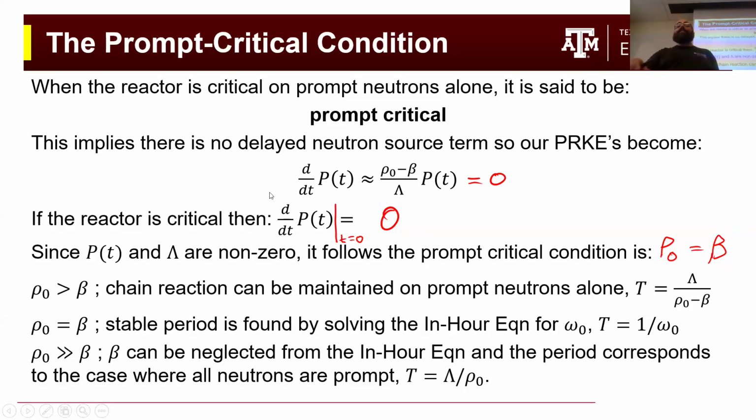If the insertion is equal to beta, then you can find your period by solving the n-hour equation. And if the insertion is much bigger than beta, then you're going to be able to ignore the beta in your point reactor kinetics, or sorry, in your n-hour equation, and then you're going to get your period from there, where all the neutrons are prompt. So you're going to have a reactor period that just looks like lambda over the reactivity insertion. So that's a little bit about the prompt critical condition and some of the time behavior for those different insertions.